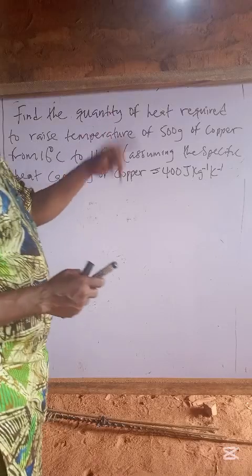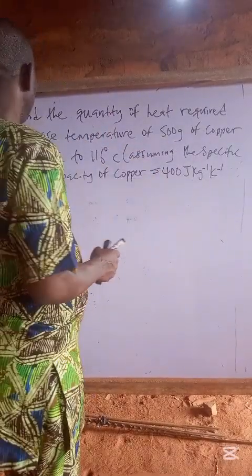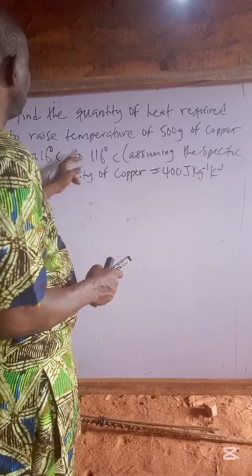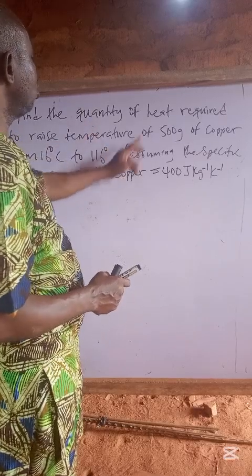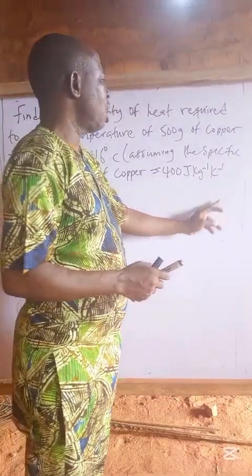Find the quantity of heat required to raise the temperature of 500 grams of copper from 16 degrees Celsius to 116 degrees Celsius, assuming the specific heat capacity of copper is 400 joule per kilogram per Kelvin.